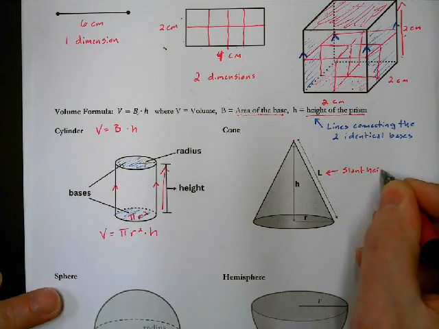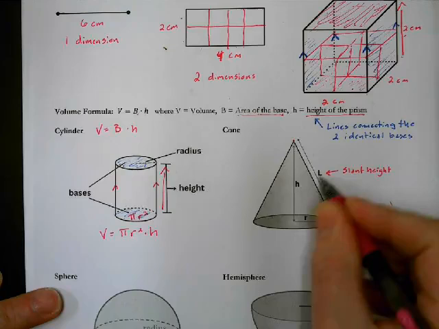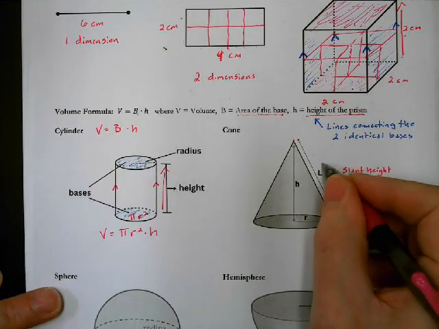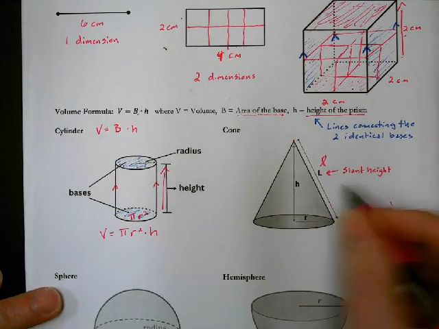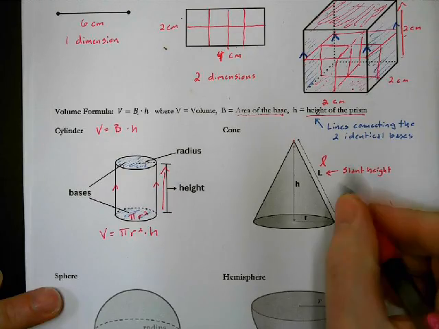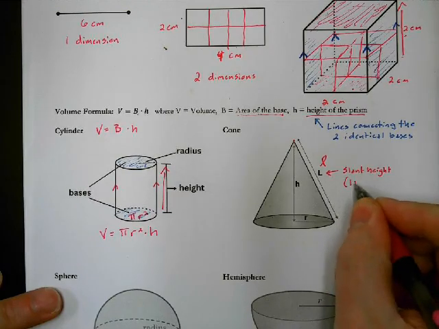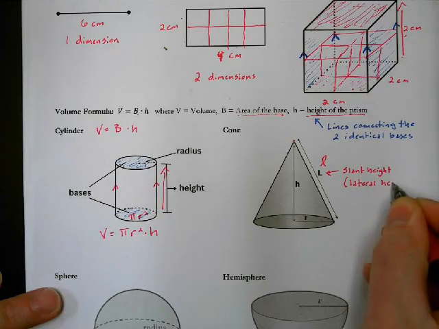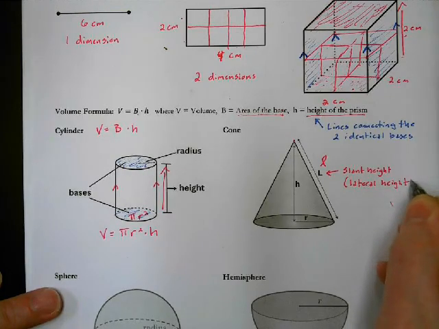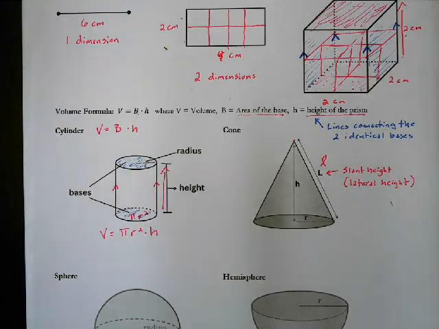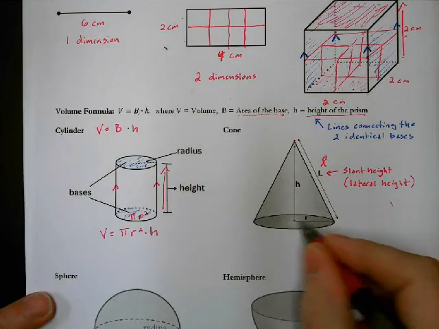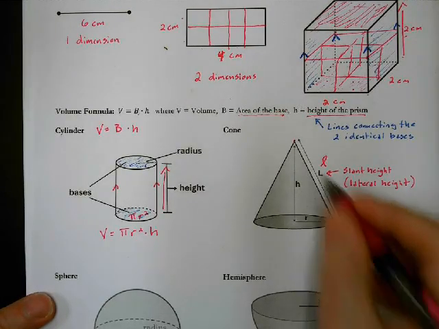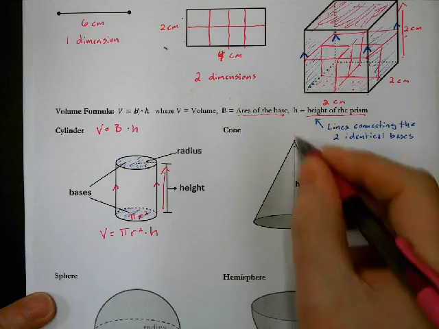It says L. Usually it's a cursive L, like that. But L means lateral height. That's another word for it. But that's not the height that we're allowed to use in our formula, and here's why. The height is not perpendicular to the base. So we can't use this height in our formula because it's not the actual height.